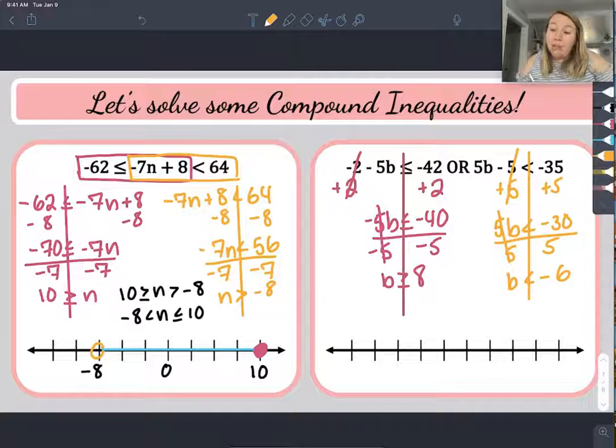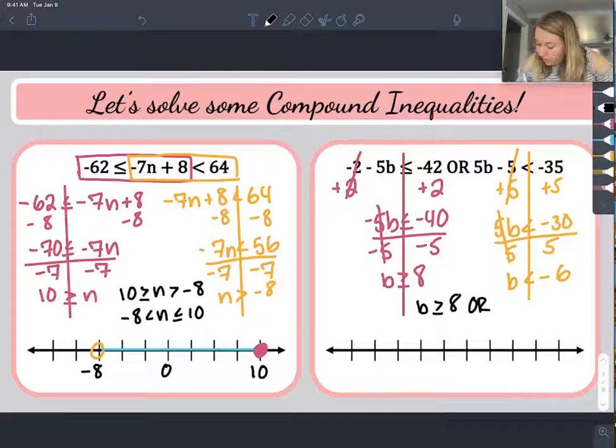And then when I go to write this as a final answer, I have to make sure I add in my OR. So my final answer will be that b is greater than or equal to 8, or b is less than negative 6. That's very important that we include that or in there, okay?